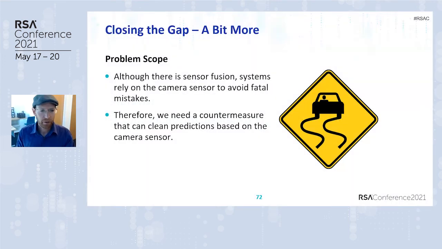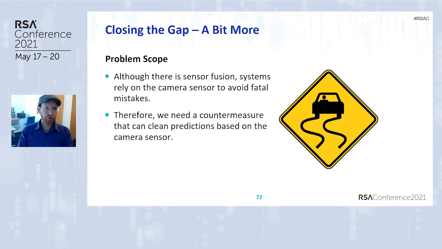Now, even though autonomous vehicles use sensor fusion, for example, radar and LiDAR, the autonomous system will still react to objects detected in the images alone. However, this makes sense if you think about it. If the AI detects a person in the middle of the road based on the camera alone, you're going to react because you don't want to cause a fatal mistake.